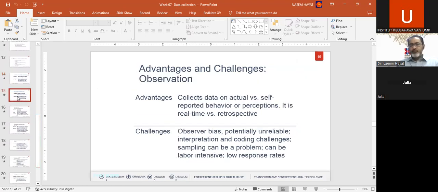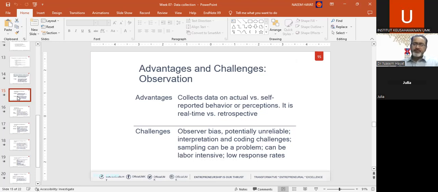In observation, it is very helpful to actually observe people to get first-hand information on the behavior they are exhibiting in front of us. The advantage is that we collect data on actual or self-reported behavior or perception, which is real-time versus retrospective. So again, it's real time, or maybe they are reflecting it back from some other time. These are some of the advantages, that the data is reported by the actual people.